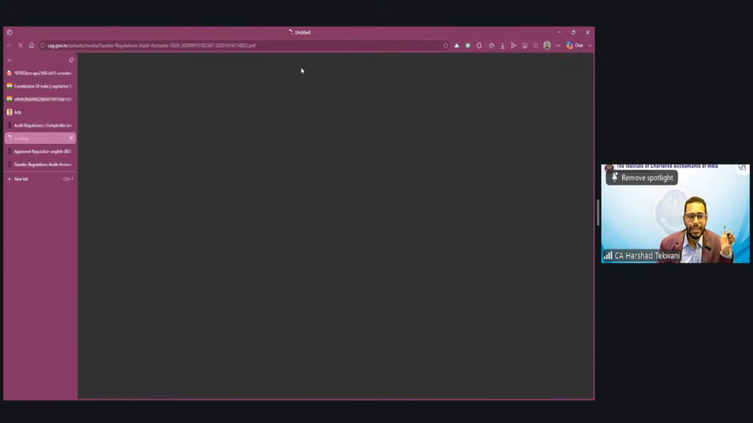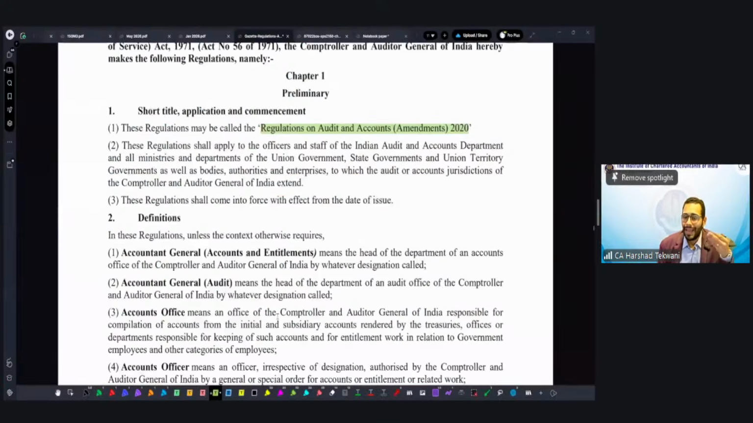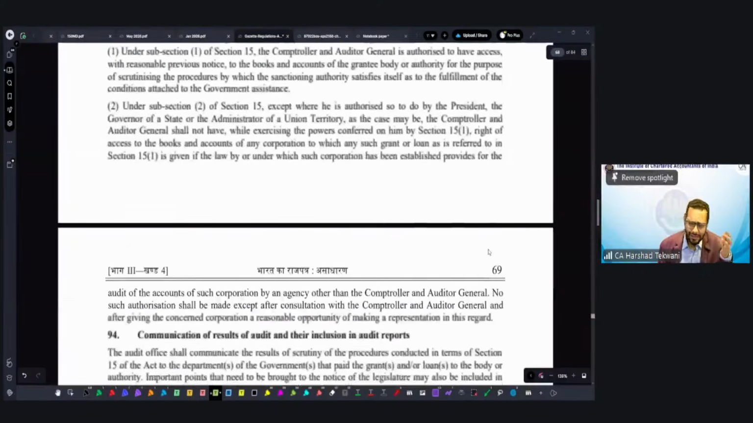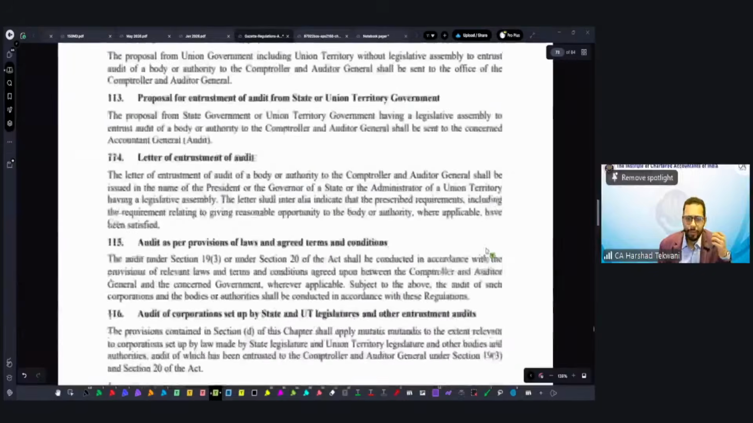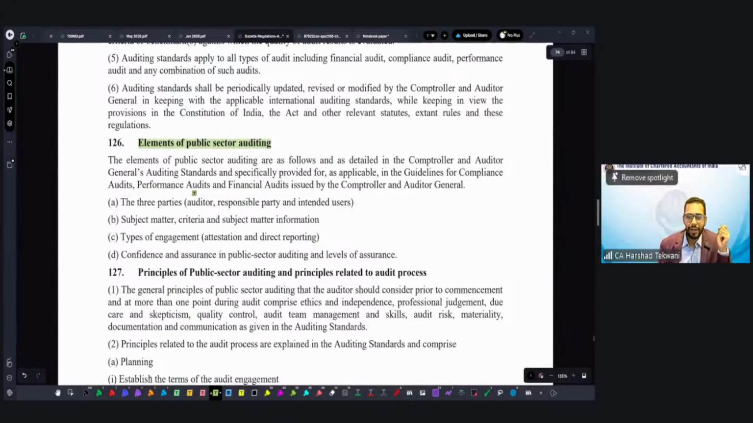So this is basically a regulation which talks about how audit is being performed, the basic elements and everything. In these regulations themselves, these basic elements and the framework are discussed, and we will correlate everything. We will come to every relevant part of the regulation and discuss it. Regulation 126 talks about the elements of public sector auditing, and over there we have the three parties, the subject matter, the types of engagement, and the confidence and assurance in public sector auditing and level of assurance.